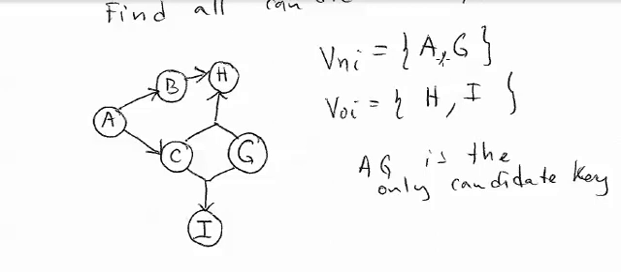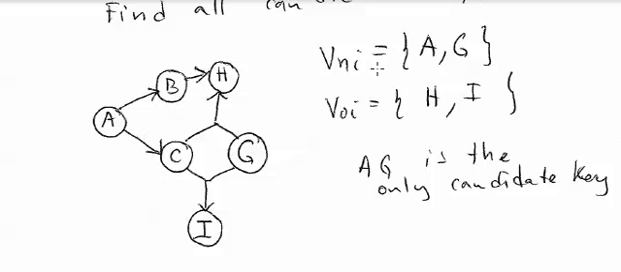The same with G. If I'm in G, it's even worse than A, because from G I cannot derive anything, because I need C to move. However, if we take A and G together, we can derive the other attributes. Look here at the graph.